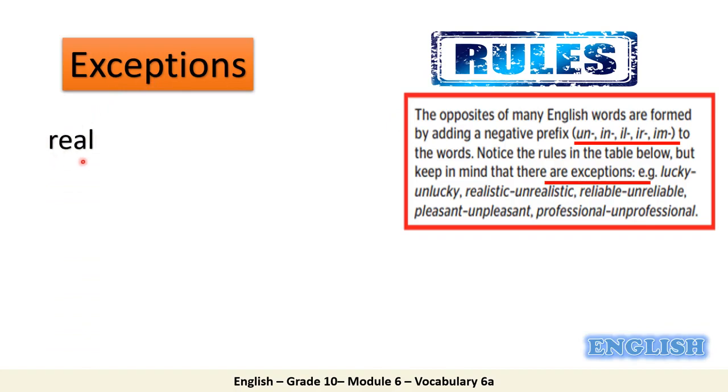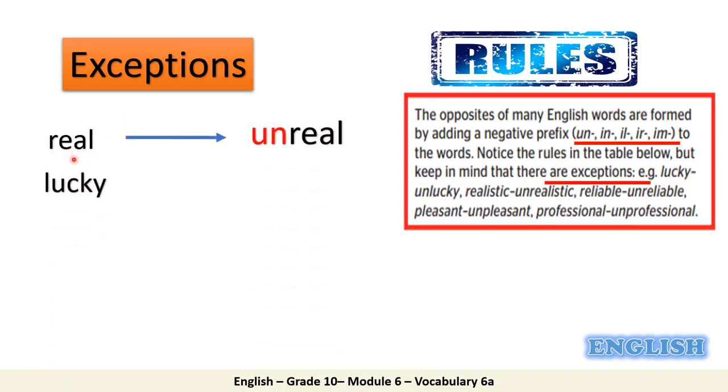Look at the word real. What do you notice about this word? What is the initial letter of this word? It's R. And if you remember the rule that when the adjective starts with R, I use prefix ir. However, the word real here is an exceptional case. So I say real, unreal.